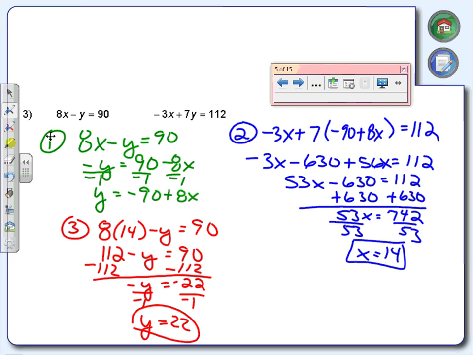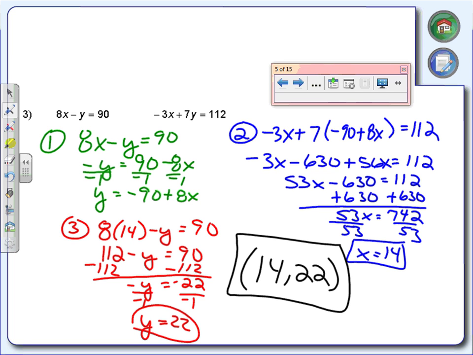But Marissa, you didn't leave your answer like that, right? How'd you write it? (14, 22). Ordered pair, (14, 22). So make sure you write it as an ordered pair. X value being 14, Y value being 22. All right, so this takes care of substitution.